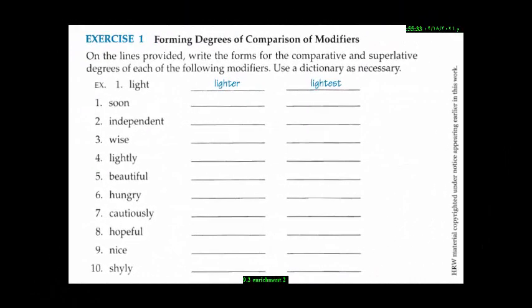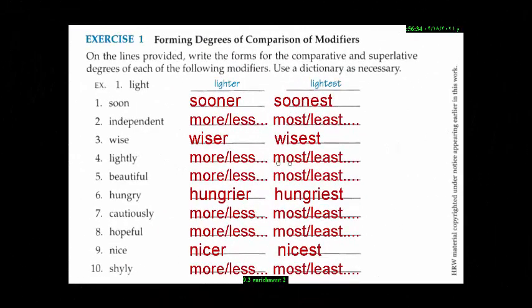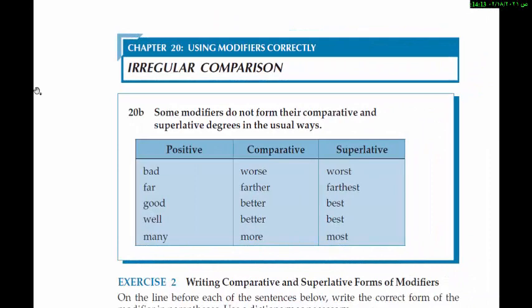And here's another activity. You need to form the degrees of comparison of these modifiers. Some of them are adverbs, some of them are adjectives. For example, light, lighter, lightest. What about soon? Stop the video and think of the answers. Here are the answers. Please check your answers and give yourself a mark out of 10. There are some irregular comparison modifiers.